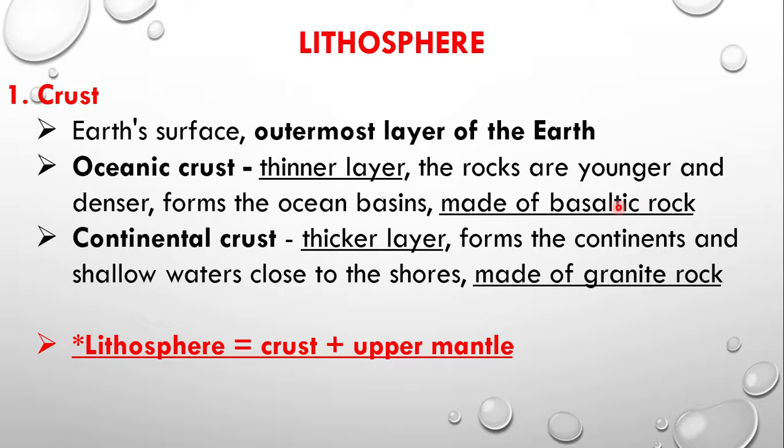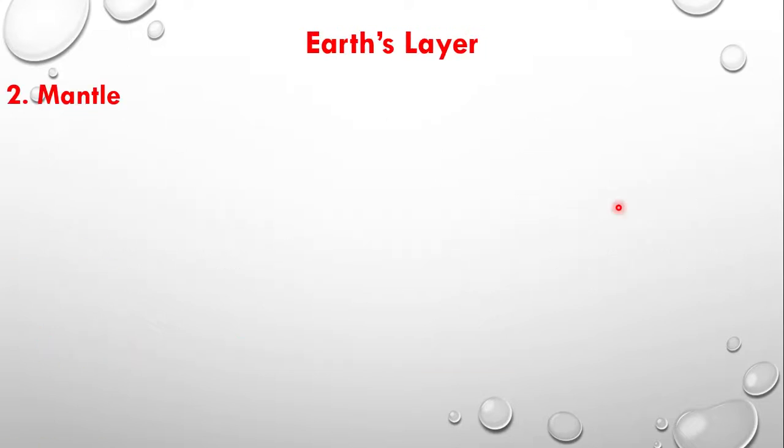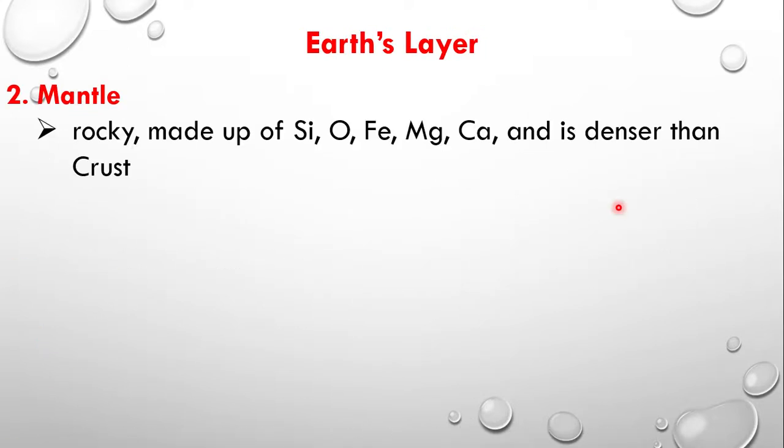Okay? So another layer of the earth, next to the crust going down, is the mantle. Okay? The mantle is a rocky part of the earth's layers. It is made up of silicon, oxygen, iron, and magnesium. I think it's manganese. No, it's magnesium. Okay?